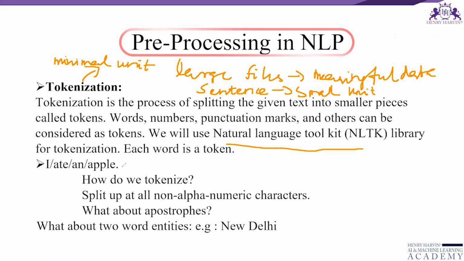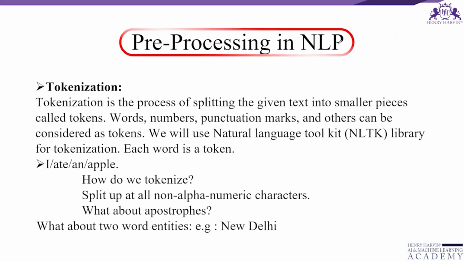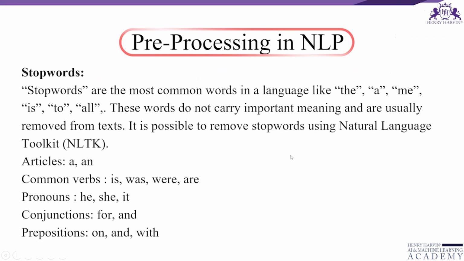Say, "I ate an apple." How do we tokenize this? If there are any alphanumeric characters, how do we handle them? If there are special characters like apostrophes or inverted commas, how do we handle them? In case there are two-word entities like New Delhi, how do we handle that? These are the questions that we try to understand in NLP.